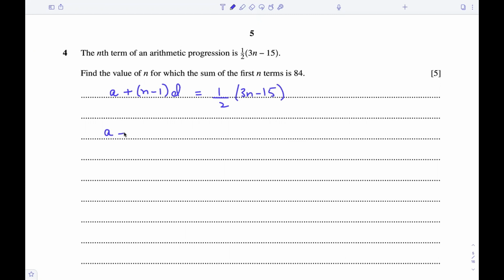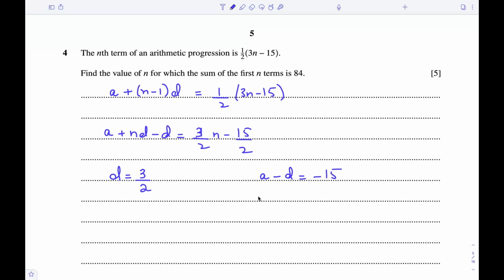So if we expand the left hand side, we get nd minus d is equal to 3/2 n minus 15/2. Now comparing the coefficient of n over here, on the left hand side we have d, and on the right hand side the coefficient of n is 3/2. So we can deduce that d is equal to 3/2. Now the term without n on the left hand side is a minus d, and on the right hand side it is minus 15/2.